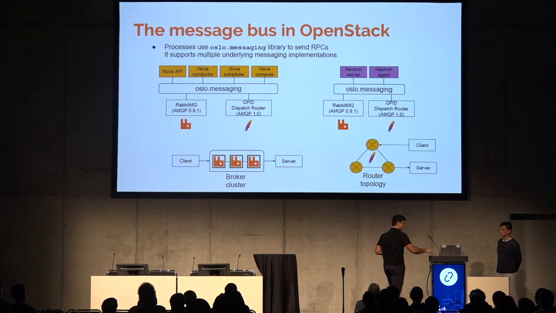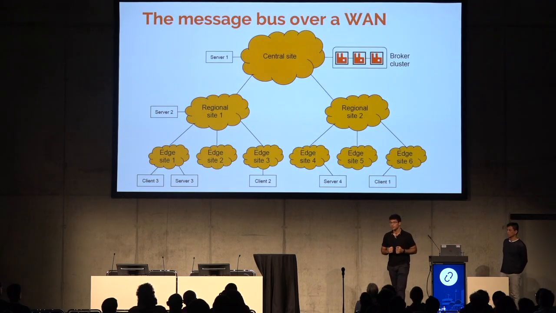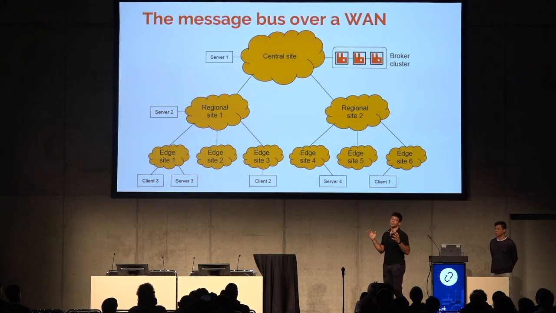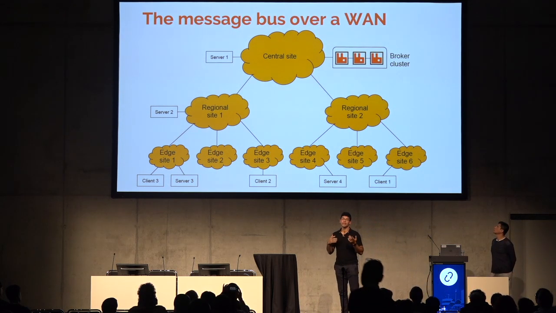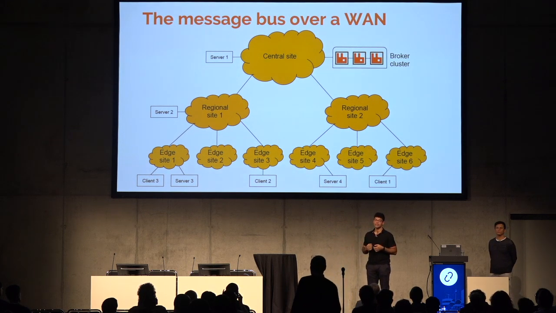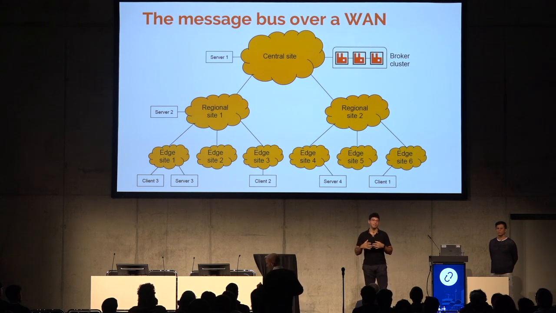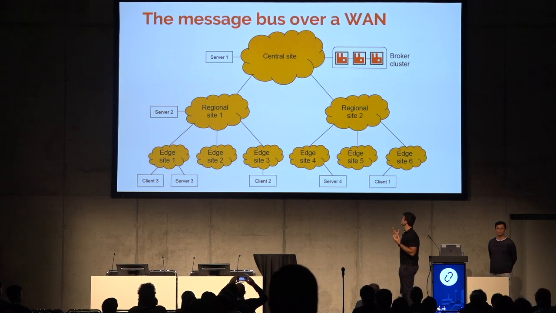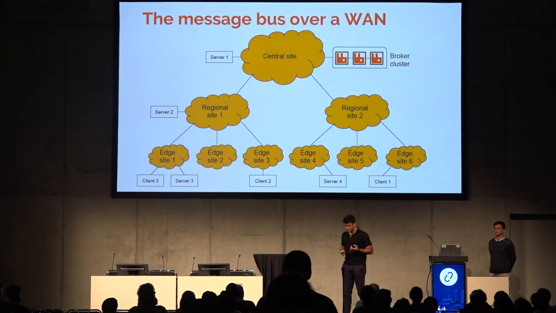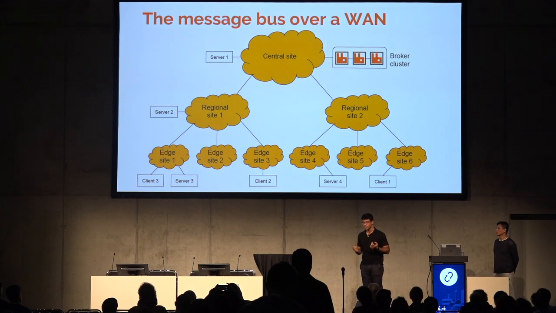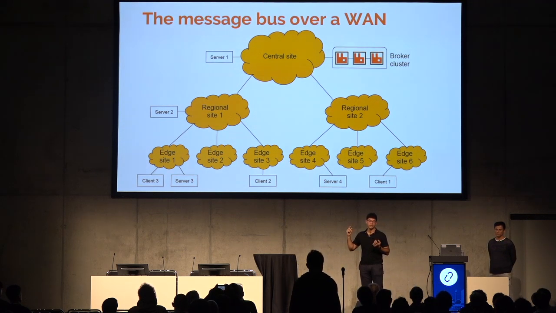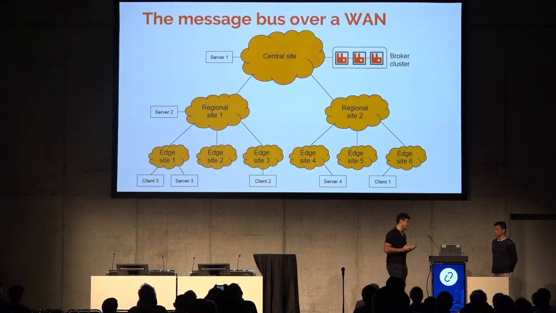So, why are we interested in Qpid Dispatch Router? Well, if we get back to our edge topology, you have a central site, you have regional sites, and under that you have small edge sites. You might have your clients and servers on these sites. When you are using a broker, even if it's a cluster, it's basically one entity, one chunk of software. You might have it in your central site. So if client 3 wants to communicate with server 3 on the bottom left, they have to go way up to the central site to connect to the broker. That is not very effective.